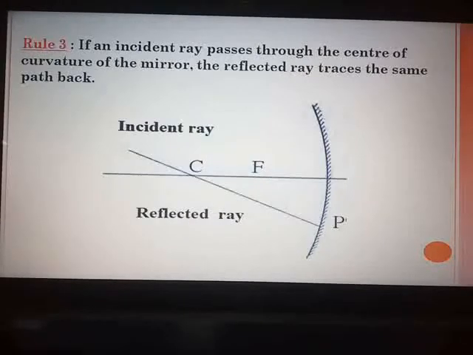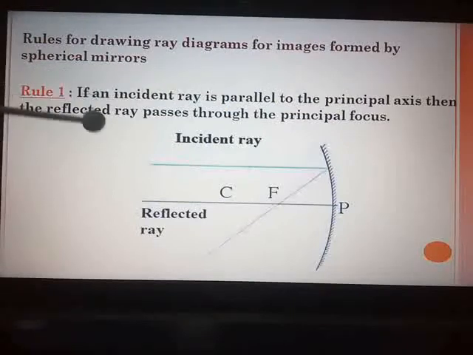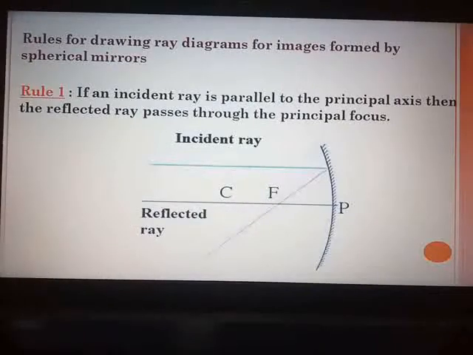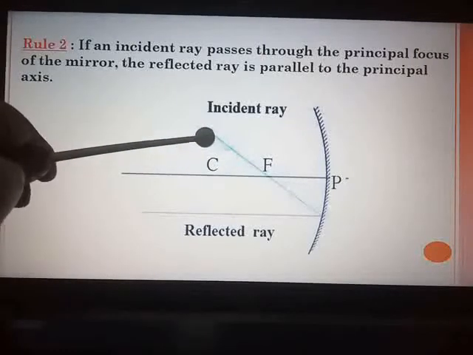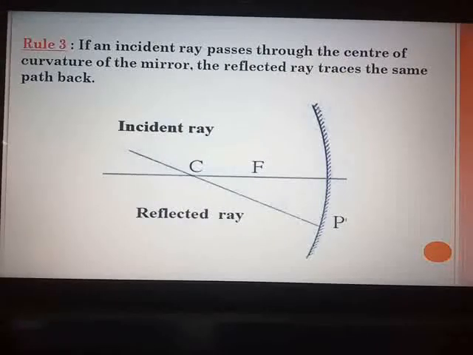First rule: if an incident ray is parallel to the principal axis, then the reflected ray passes through the focus. Second rule, in contrast: if an incident ray passes through the principal focus, then the reflected ray is parallel to the principal axis. And the third rule: if an incident ray passes through the center of curvature of the mirror, the reflected ray follows the same path back. So these are the 3 rules.